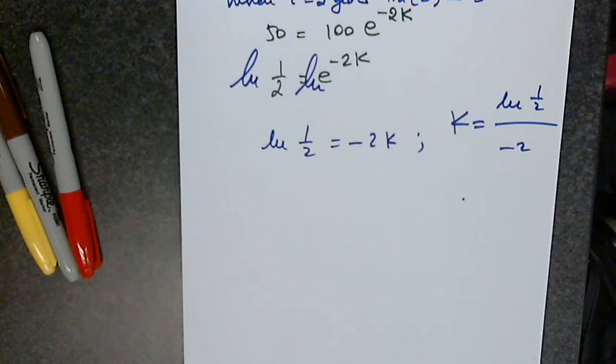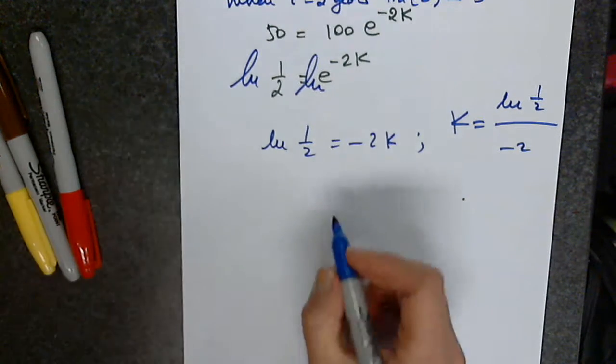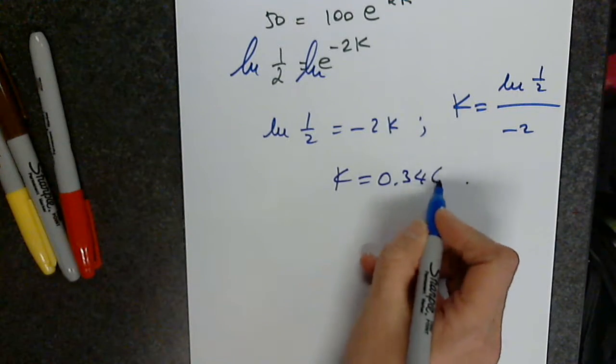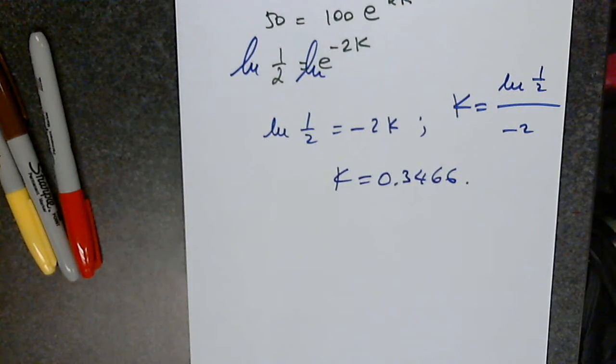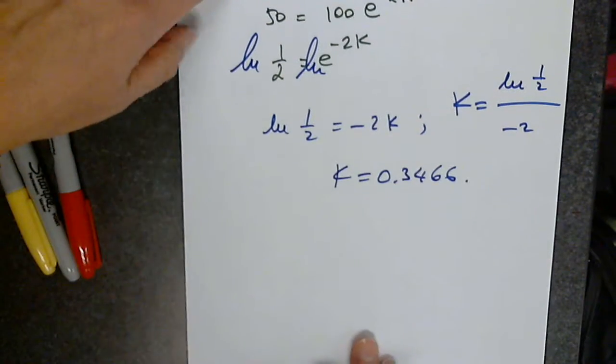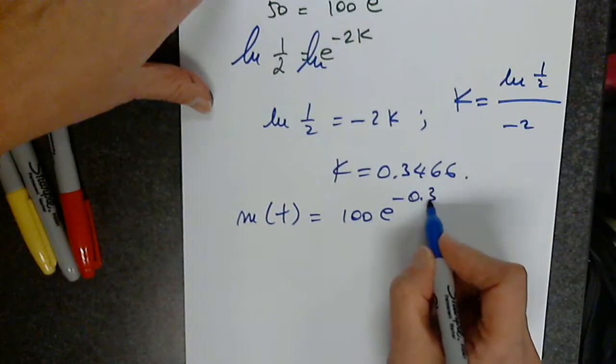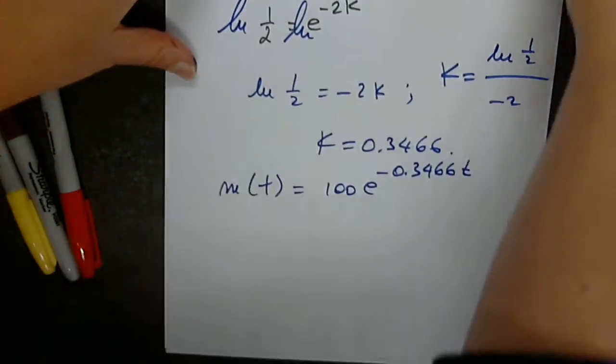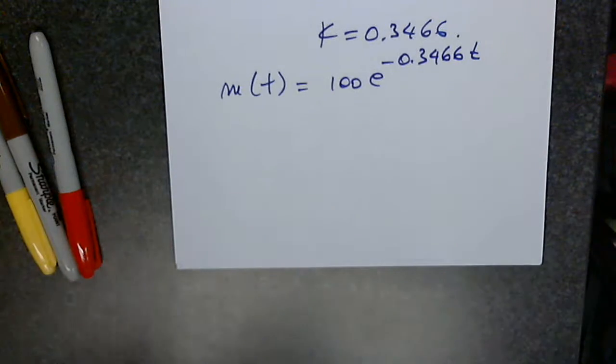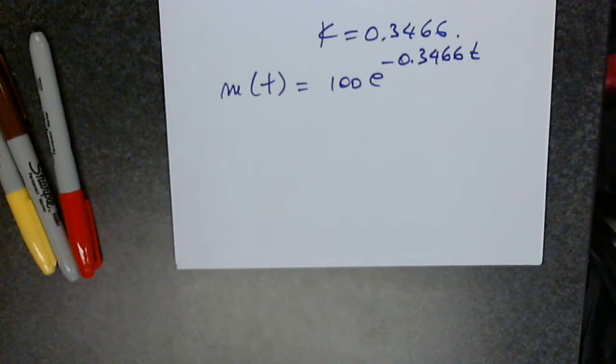Perfect. Good. So I go back to the calculator. I punch in natural log in parentheses of 0.5, which is 1/2, and I divide in parentheses by negative 2. And when I click enter, I get 0.3466. So k equals 0.3466. I go back and I put it in the model. So m of t equals 100 e to negative 0.3466 t.